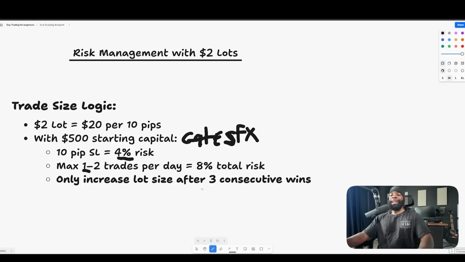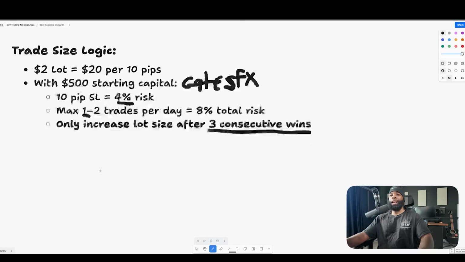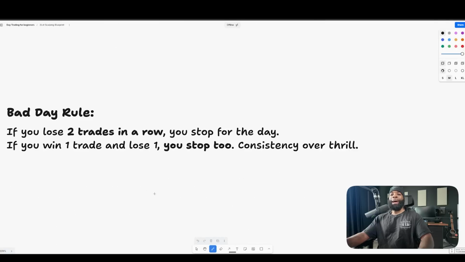Only increase lot size after 3 consecutive wins. Please write that down. Put that in your notes. That's important. Now, bad day, this is going to happen. If you lose 2 trades in a row, you stop for the day. Remember, guys, if you lose 2 trades in a row, you stop for the day.